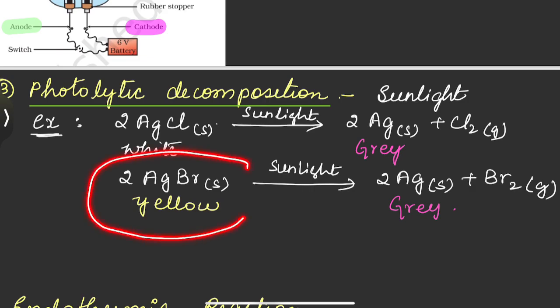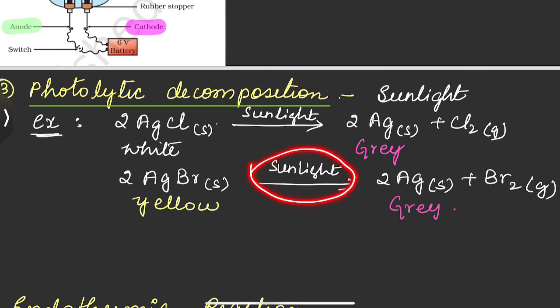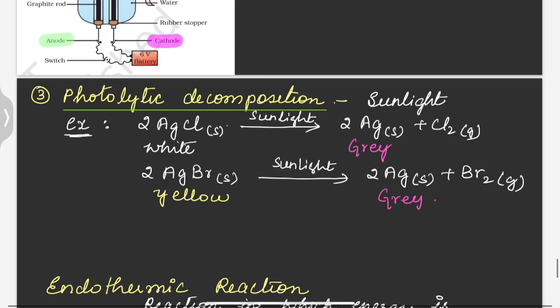Second example is silver bromide. Silver bromide is yellow in color. When it is exposed to sunlight, keep it for some time in sunlight. It is going to break into silver, and bromine gas will be liberated. Again here you can see silver is formed which is gray in color. So this is about photolytic decomposition.